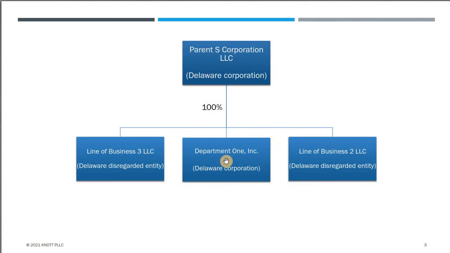But what they did here was they set up another corporation as a wholly owned sub, but it's not an LLC. So this is just a regular Delaware corporation that they formed. And by default, a regular for-profit corporation is treated as a C Corp for federal tax purposes. So every year, when this company had to file its return, Department 1 Inc. was filing its own Form 1120 tax return.